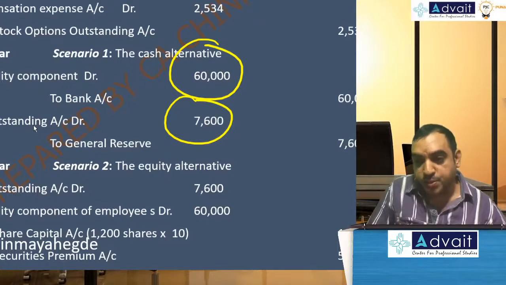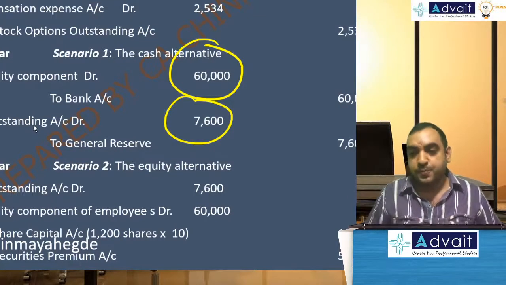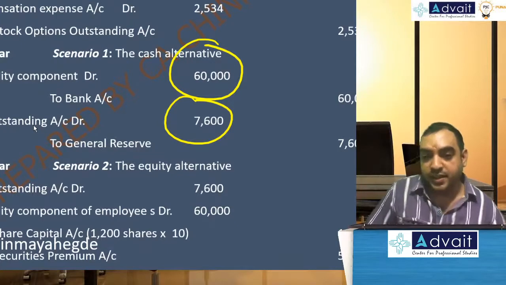In this entry, stock option outstanding is only share-based payments reserve. Yes, correct. Stock option outstanding is SBP reserve. You are right. And transfer to liquid, yes. Could you briefly explain the split of debt and equity component?